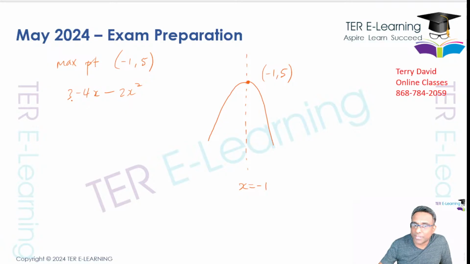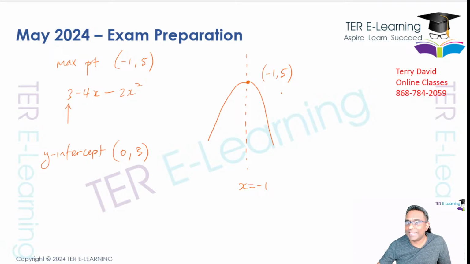Now, you see this constant here, this number here, that's 3. That tells me that the y-intercept is actually 0, 3. I don't know if you all realize that, but the constant in your quadratic gives you the y-intercept.